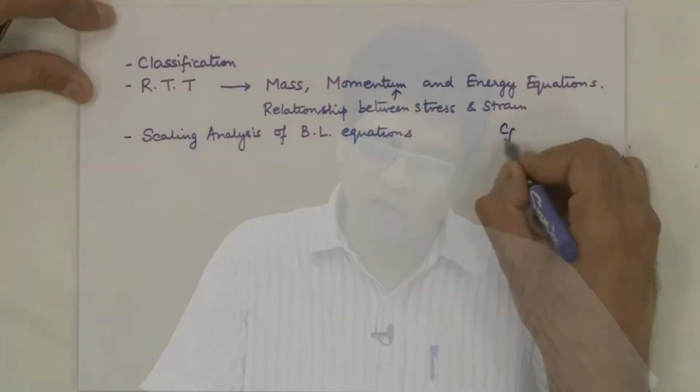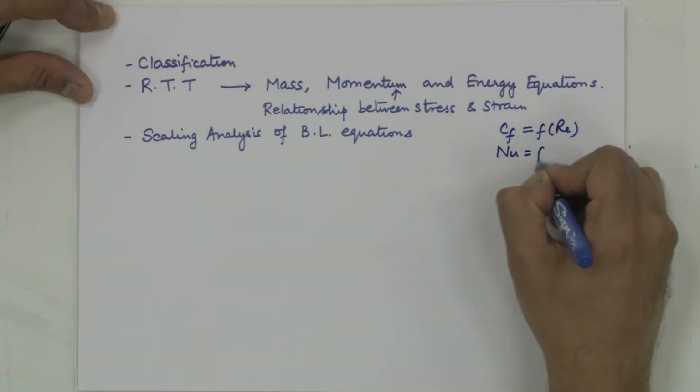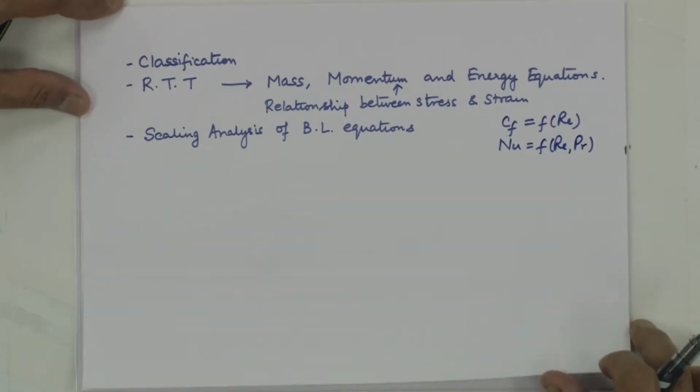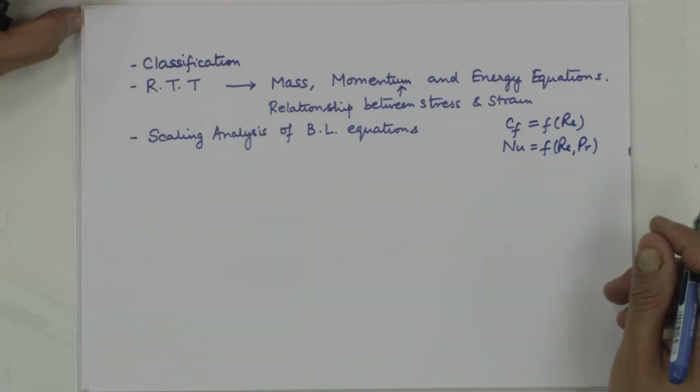Non-dimensionalization of the governing equations was done after they were derived. Then it was shown that Cfx is a function of Re, and Nusselt number is going to be a function of Re and Pr for forced convection. And there was also introduction to other non-dimensional numbers like the Eckert number, which was important in high speed flows.